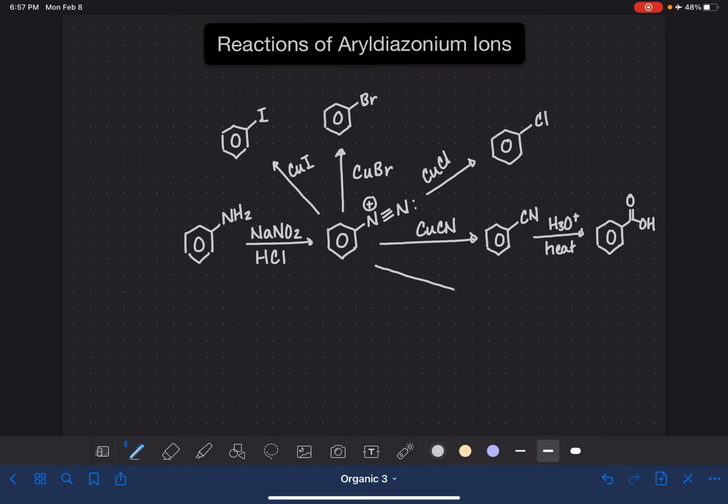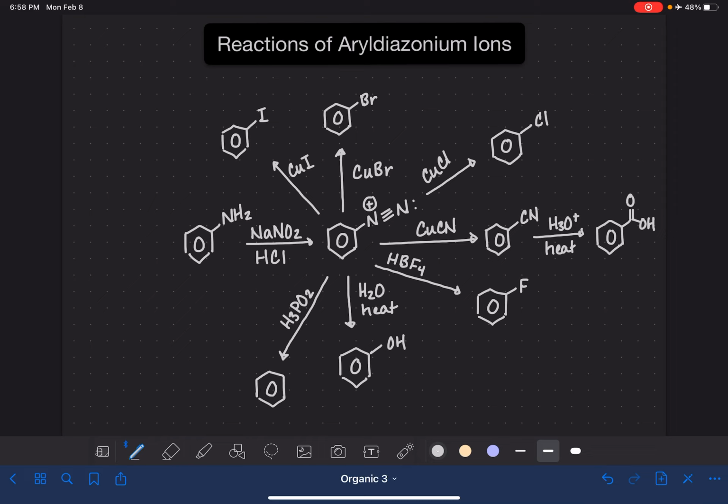We could put a fluorine on here. This is going to use different reagents, so no more with the copper. HBF4, and we get ourselves a fluorinated benzene. We could put water on there, so this would synthesize a phenol. H2O with heat is going to give us a phenol. I've got to be careful about my space here because I've got 2 more to go. With this reagent, H3PO2, we could take that aryl group right off of the benzene ring if we wanted to. It's not the only way that we know how to strip the functional groups off of a benzene ring.